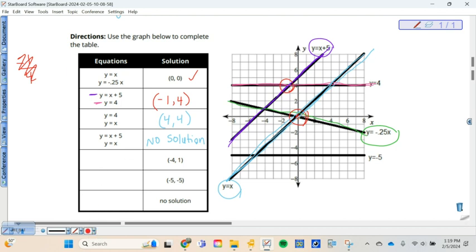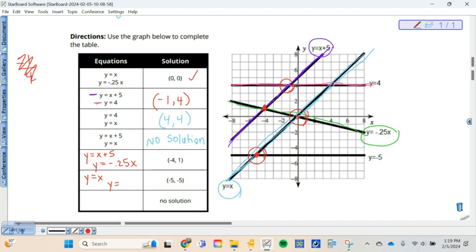What two lines meet at negative 4, 1? Y equals x plus 5 and y equals negative 0.25x. Good. Right, this green one and this one. What two points meet at negative 5, negative 5? Or what two lines meet there?